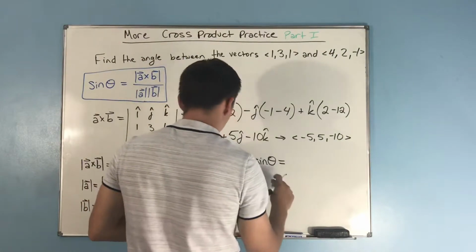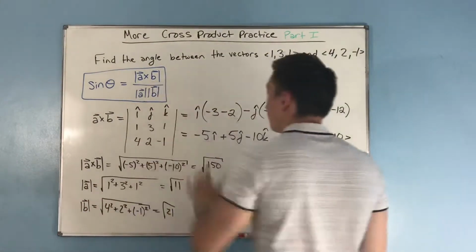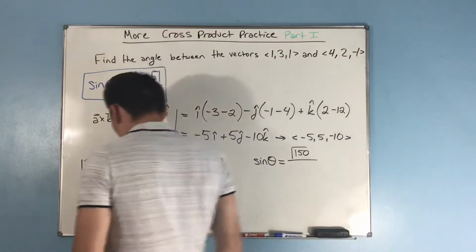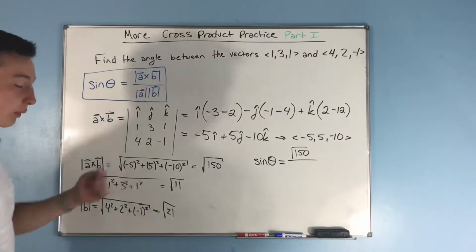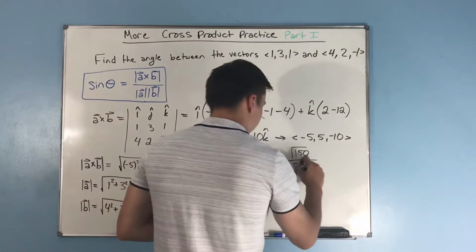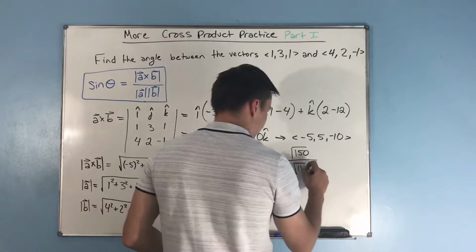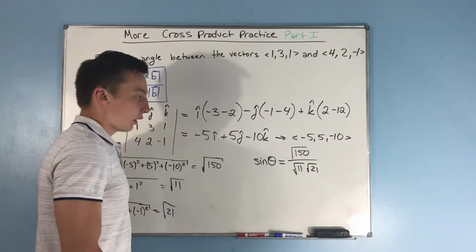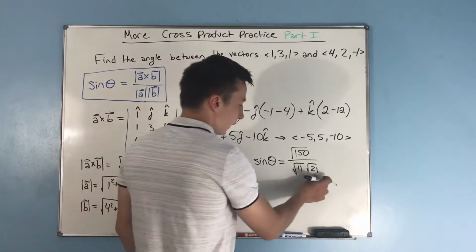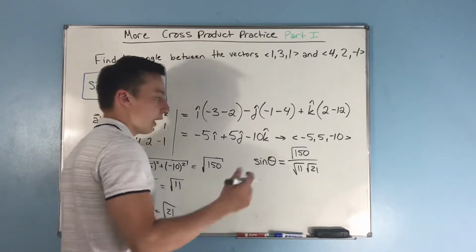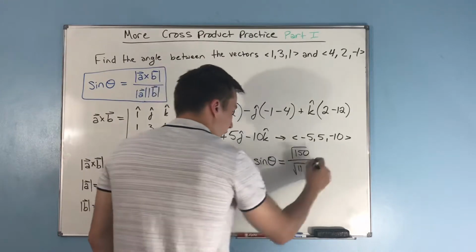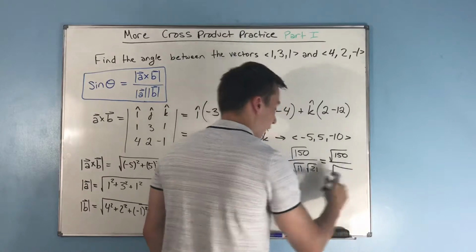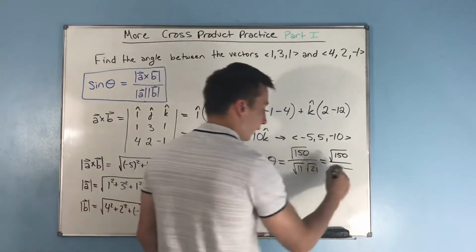is going to be equal to, we have that our magnitude of A cross B is rad 150. And we're going to put that over the magnitude of A, which is rad 11, over the magnitude of B, which is rad 21. Okay, and we can multiply this together and put it all under one radical if you'd like. I mean, we can kind of say that this is equal to rad 150 over, I'll do the multiplication for you here, 11 times 21 is going to give you 231.